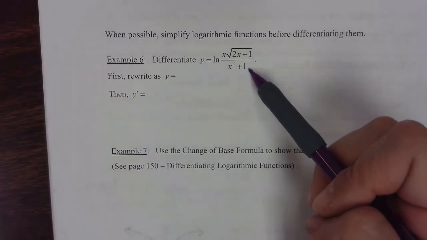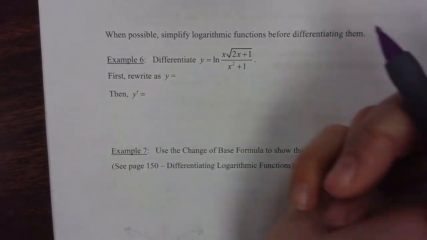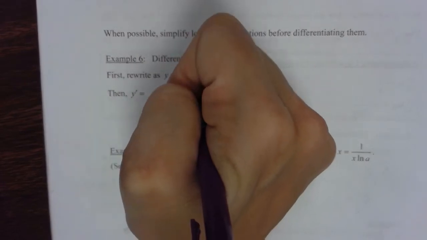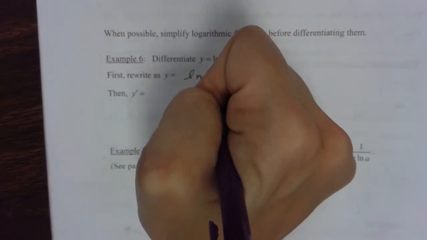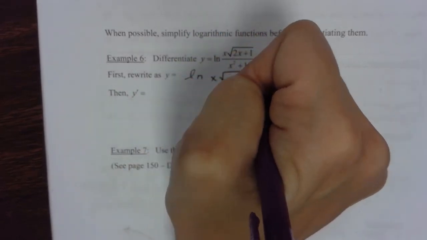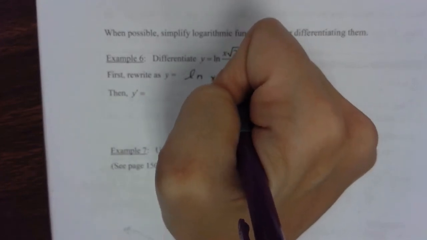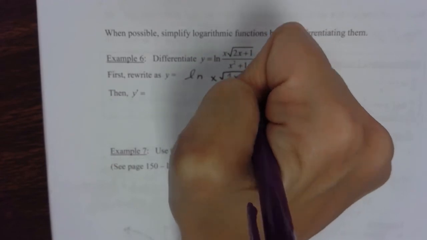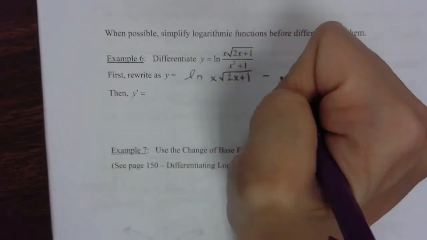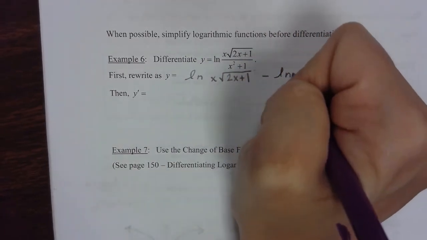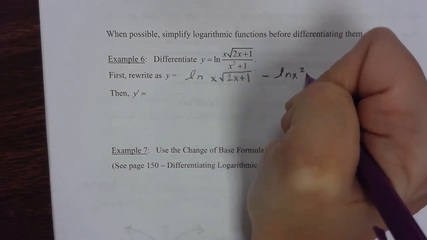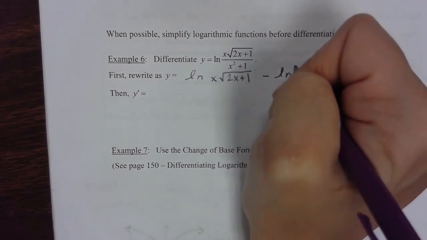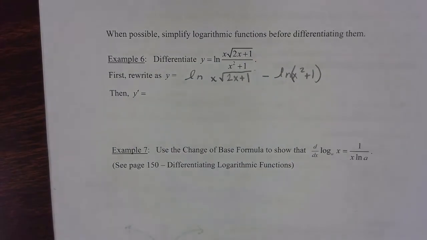Now, if you remember, what does division mean when we separate? Division means subtraction. So right now we have ln x square root 2x plus 1 minus ln x squared plus 1. I want to make sure that you put that in parentheses to know that's all in the ln.